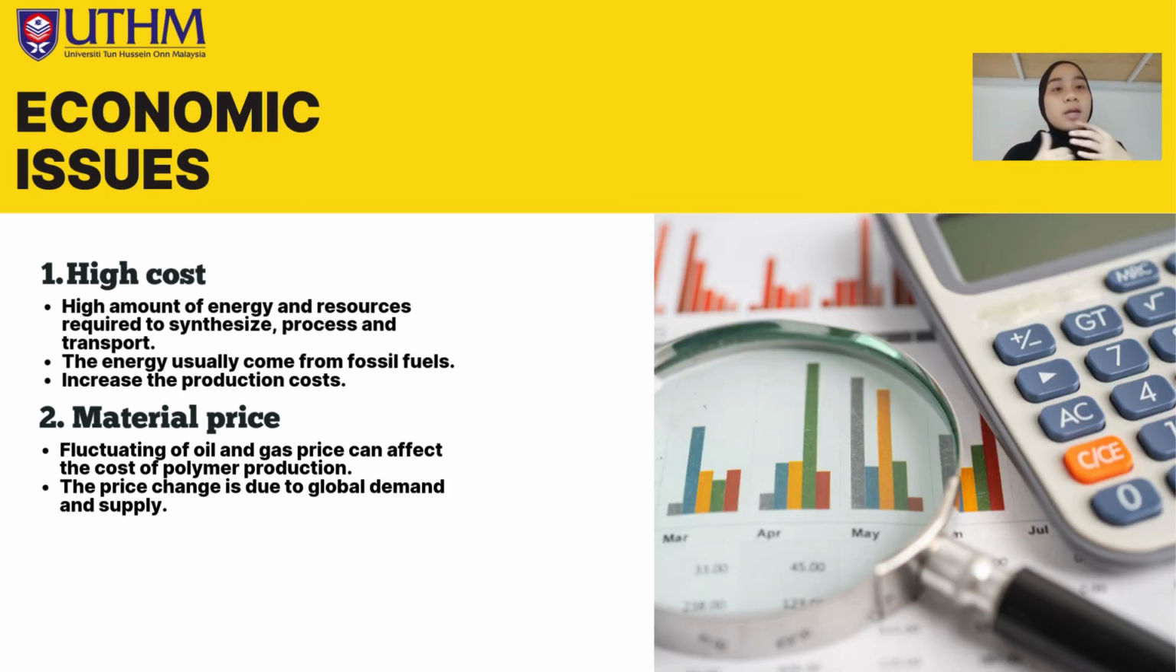Last but not least is economic issues, which include the high cost and material price. As we know, producing, processing, and transporting polymers require a large amount of energy and raw materials. Most of this energy comes from fossil fuels like oil and gas. Because fossil fuels are used at every stage of polymer production, this reliance increases overall production costs, making polymers more expensive to produce. Then material price.